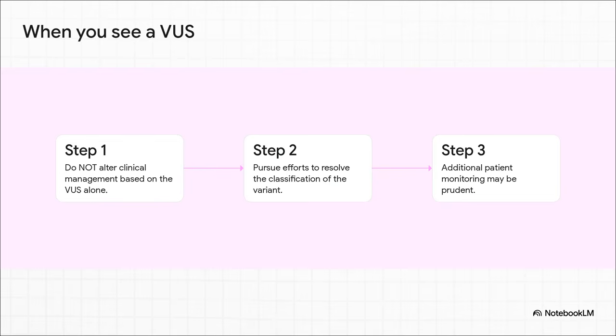So when that report with a VUS lands on your desk, what's the game plan? It's pretty simple. Step 1, do not change clinical management. We just covered that, but it's worth repeating. Step 2, start the process of trying to get it reclassified. This usually means working with the lab or a genetic counselor. And you know what the most powerful tool is? Testing other affected and unaffected family members. That's called segregation analysis, and it can be a game changer. And step 3, you can of course consider monitoring your patient based on their overall clinical picture and family history, but you're doing that based on them, not based on the VUS.